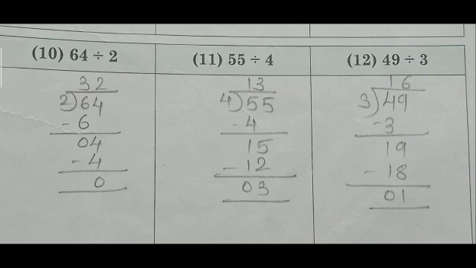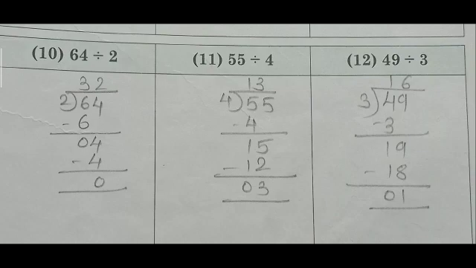Now is 15 coming in 4's table? No. But you have to see the number which is coming in 4's table and which is less than 15. That is 12, so 4 3s are 12. So 5 minus 2 is 3 and 1 minus 1 is 0. In this, the dividend is 55, divisor is 4, quotient is 13, and remainder is 3. Is that clear?